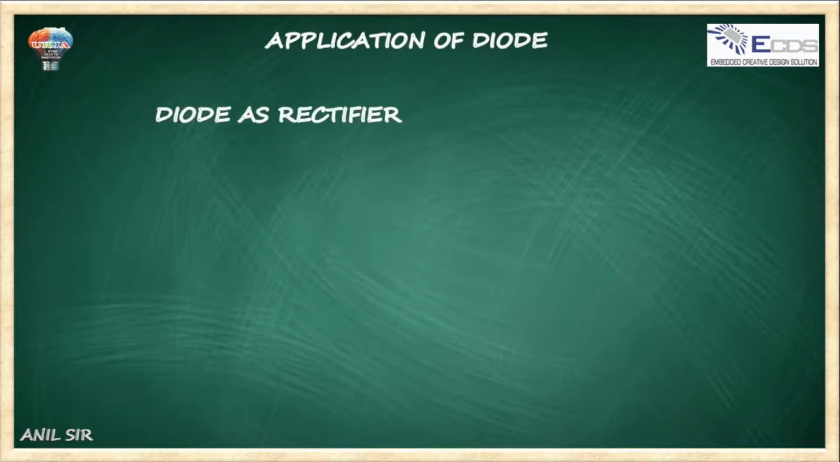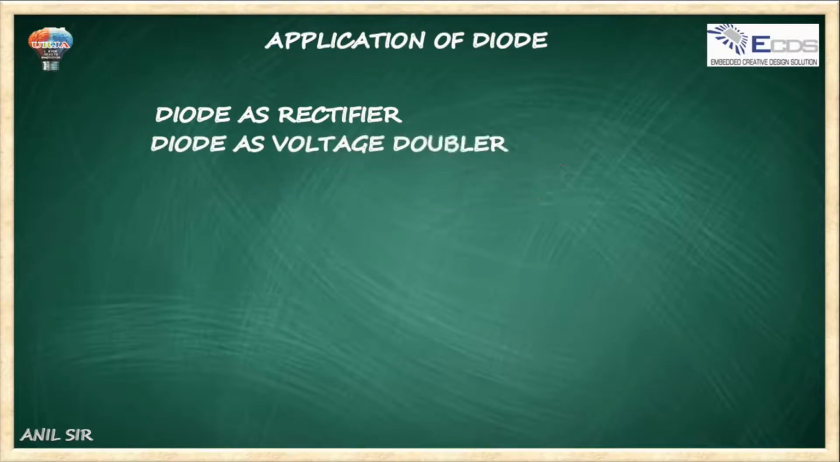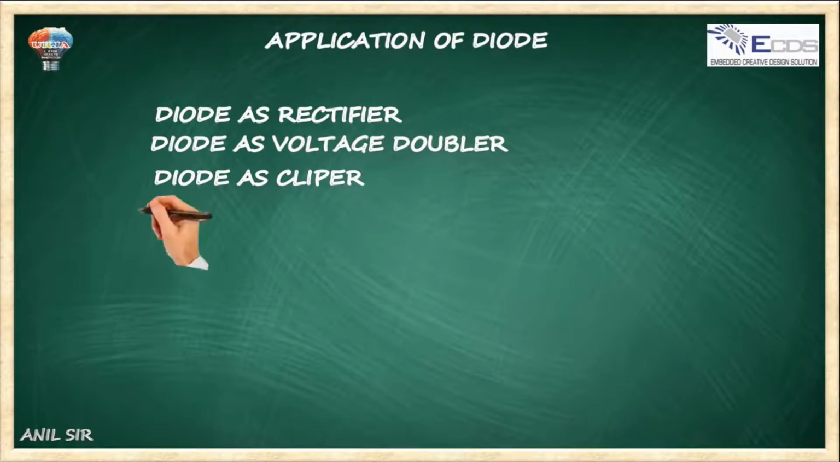Then, what are the different applications of diode? So let's start with the applications of diode. First, diode as a rectifier, then diode as a voltage doubler, diode as a clipper, diode as a clamper. These are the most used applications of the diode. The basic application is the rectifier, diode used as a rectifier. So what is the rectifier? We will see in the next video.